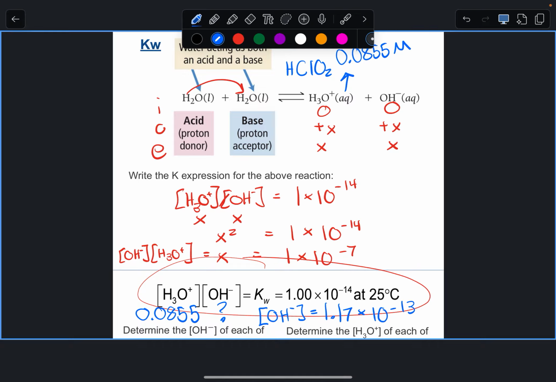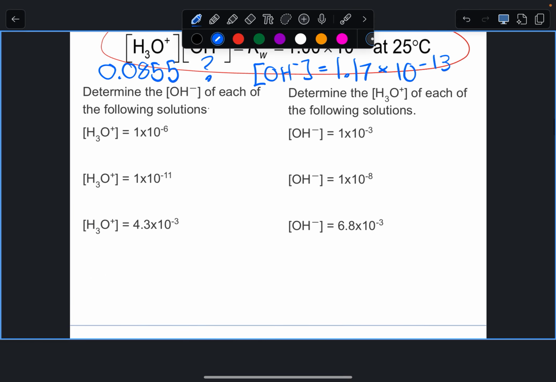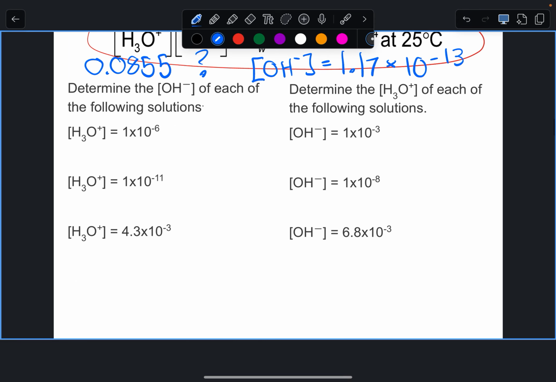Okay, so that's one important relationship that we need to maintain as we're going through this. So take just like 2 or 3 minutes. Make sure you're comfortable plugging these into your calculator to find out the other one.